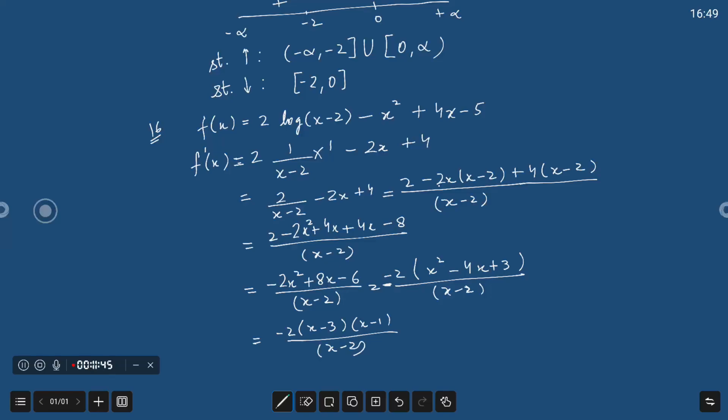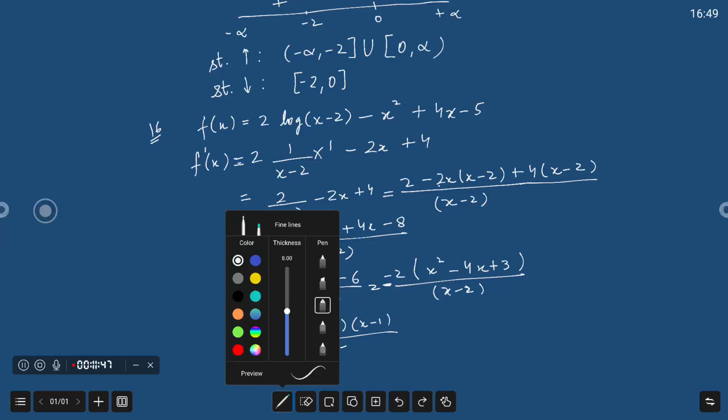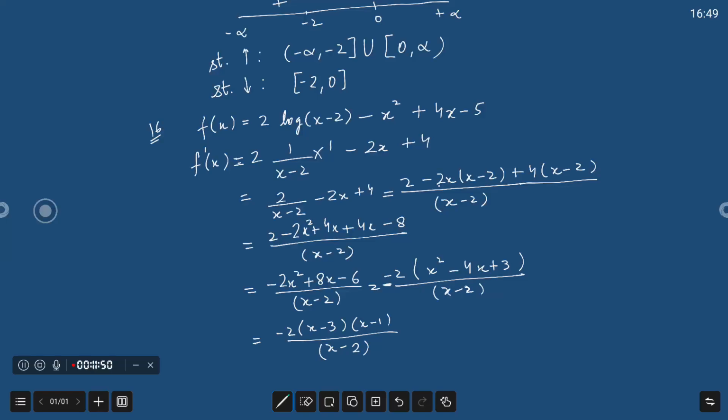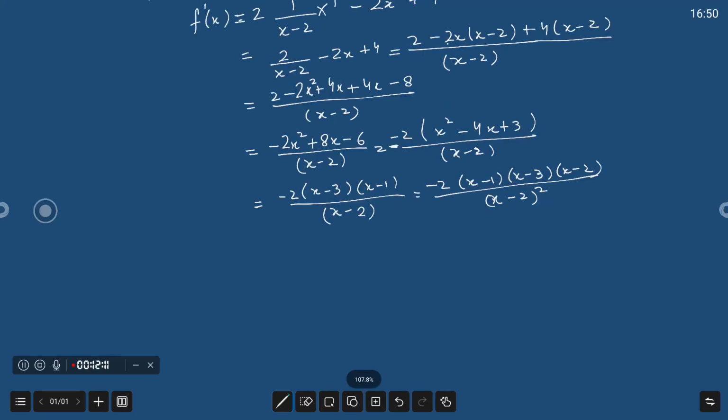Now, if you can make this denominator a perfect square, then you don't have to bother about its sign. So how do you do that? It will be minus 2 into x minus 1, x minus 3 is already there, you bring x minus 2 also and make the denominator a perfect square. Now you just ignore the denominator, as if it is not even existing. So what are the critical points now? x equals 1, x equals 2 and x equals 3. So now plot them on the number line: 1, 2, 3, plus infinity and minus infinity.